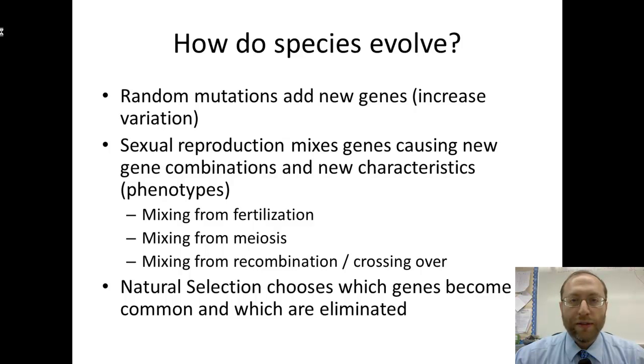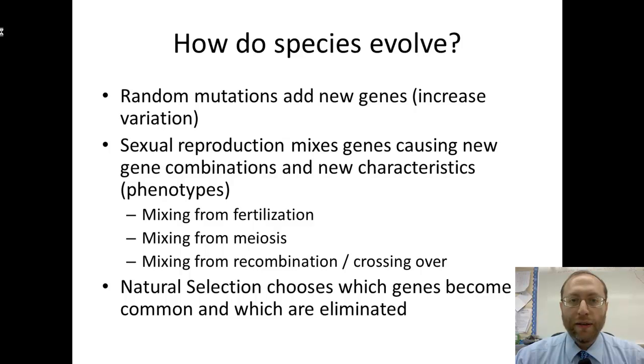The meiosis itself involves some mixing in that you have two copies of every chromosome. It's randomly determined which copy goes into each gamete. It's like flipping a coin as to which one goes to which. And the last way that there's variation is through recombination, in that the homologous chromosomes will basically swap segments.